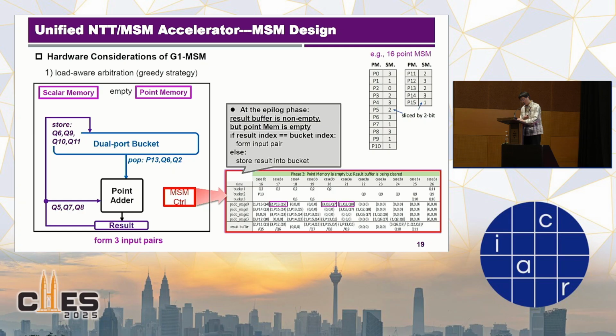At the epilogue phase, the result buffer is not empty, but the point memory becomes empty. So if the result index is equal to the bucket index, the corresponding points are paired as inputs for the point adder. Otherwise, the result is stored into the bucket. In this way, we can form 3 input pairs. So to sum up, the arbitration consists of these 3 phases and handles the dynamic data flow correctly and efficiently.